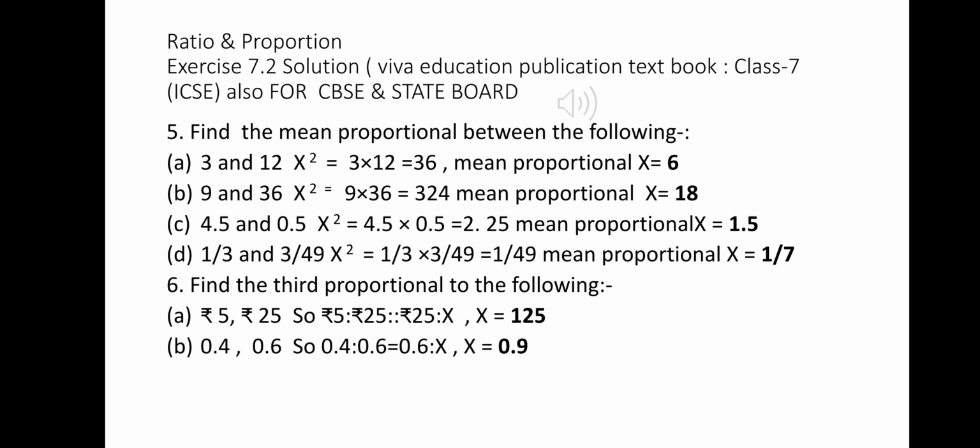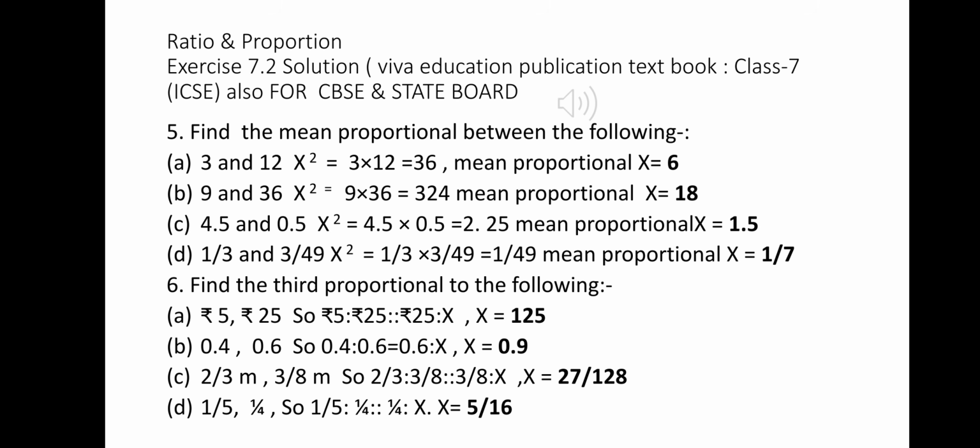And that will be 0.9. So 2 upon 3 and 3 upon 8, so third proportion will be 2 upon 3 is to 3 upon 8 is to 3 upon 8 is to x. So that is 27 upon 128, is the third proportional.